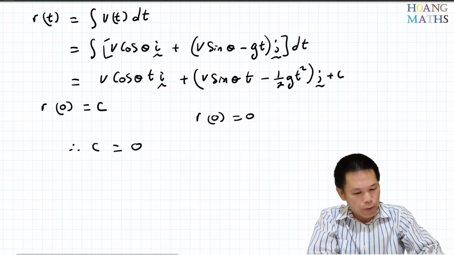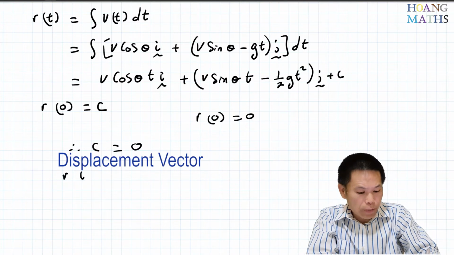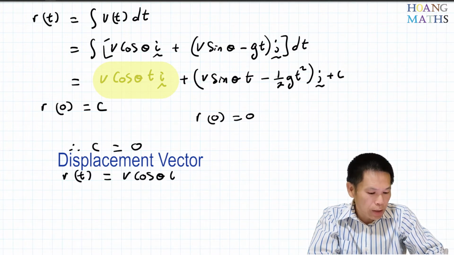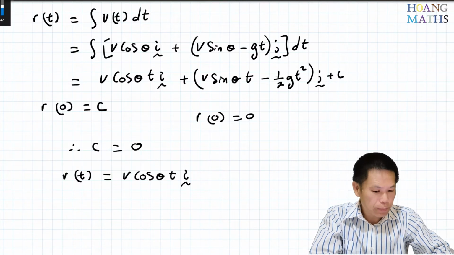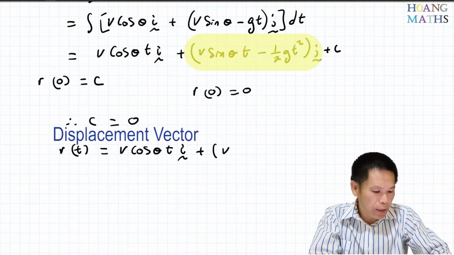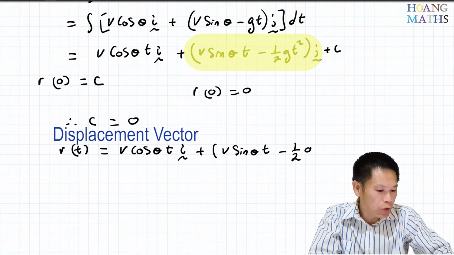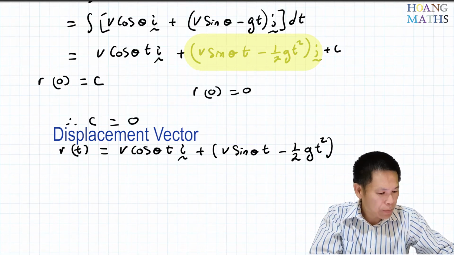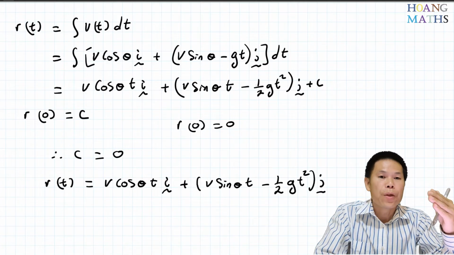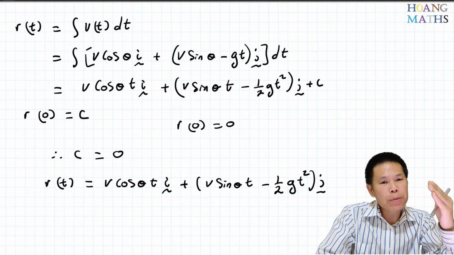So now r(t), which is the displacement, is equal to v cos θ t i, we add v sin θ t minus a half g t squared j. So there you go, this is the displacement. Now that is a lot of information, so let me summarize and put all this information into a table for you.